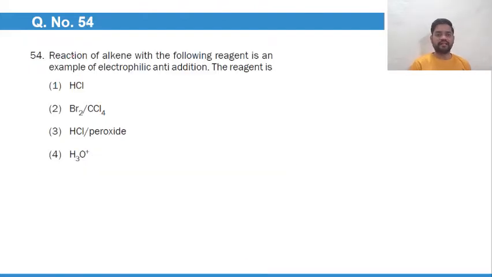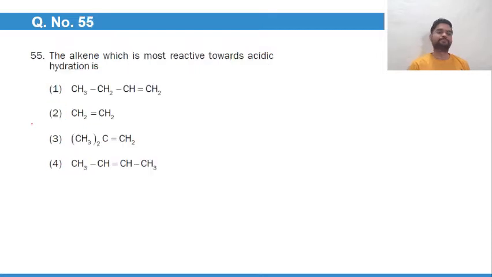54. The reaction of alkene with the following reagent is an example of anti-addition. The reagent is HCl. It undergoes Markovnikov's addition. It is syn addition. Halogenation is an anti-addition, so I'll not go with the further part. 54, anti-addition, that is bromination, that is halogenation reaction. So 54, option number 2 is the right answer.